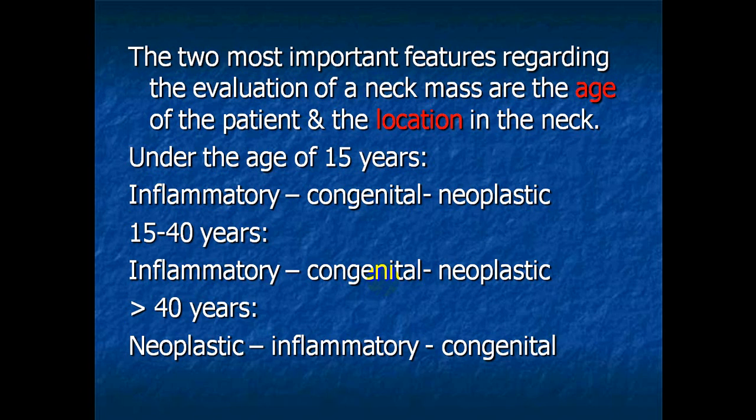The most important features regarding the evaluation of a neck mass are the age of the patient and the location of the mass in the neck. Under the age of 15 years, we consider the mass is inflammatory, then congenital, and lastly neoplastic. Between 15 and 40 years, the same diagnosis: inflammatory, congenital, and then neoplastic. But above the age of 40 years, we should consider a neoplastic cause, and prove otherwise, then inflammatory and congenital.